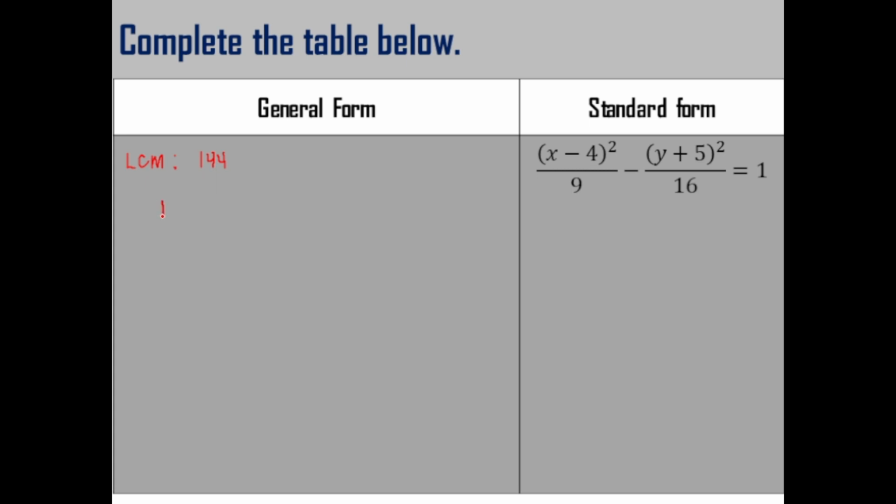So, this becomes 144 times (x minus 4) squared over 9 minus (y plus 5) squared over 16 equal to 144 times 1. 144 divided by 9 is 16, so this is 16 times (x minus 4) squared, minus 144 divided by 16, that's 9, so 9 times (y plus 5) squared equal to 144. So we need to expand these two.